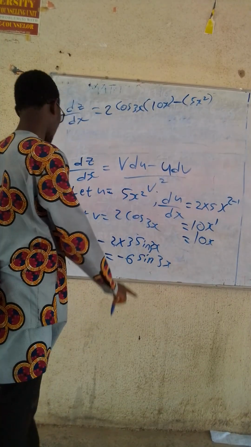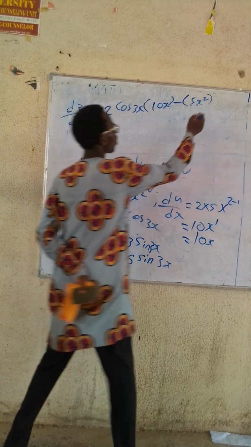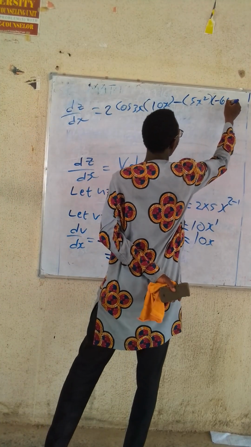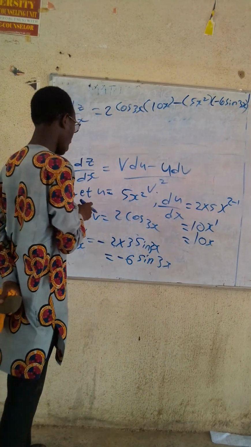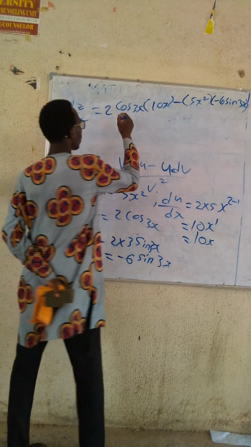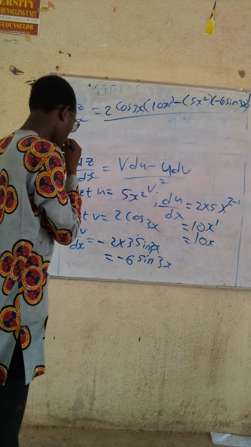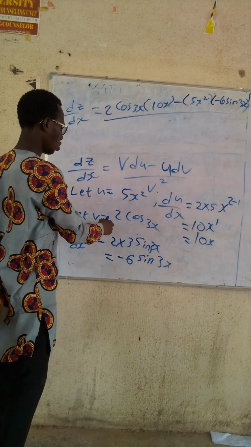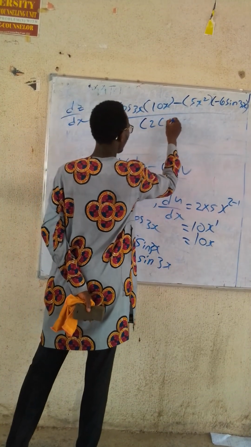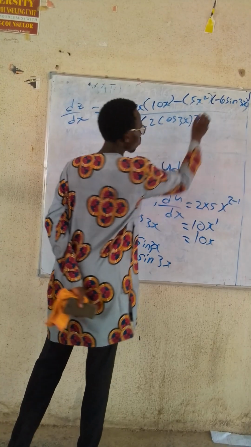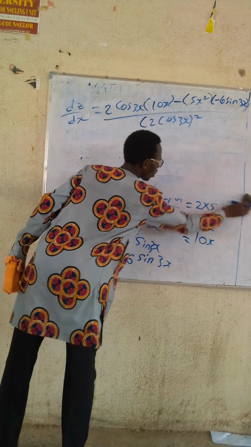What next do we have? dv, right? And our dv we got as minus 6 sin 3x. So we have minus 6 sin 3x. What next? We have divided by our v squared. What is v squared now? Our v was given to us as 2 cos 3x. So we have 2 cos 3x squared. So we are going to go right ahead to solve it.